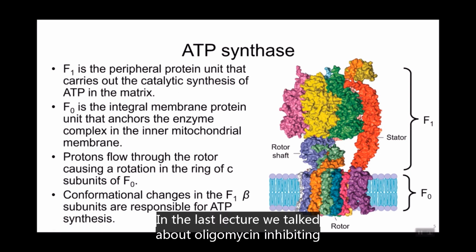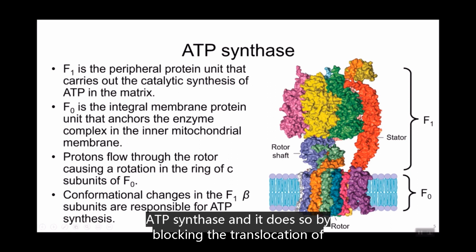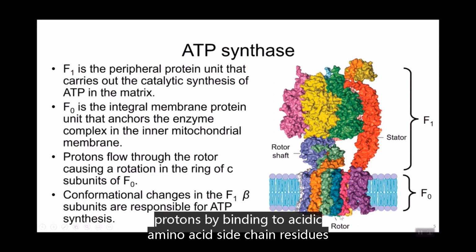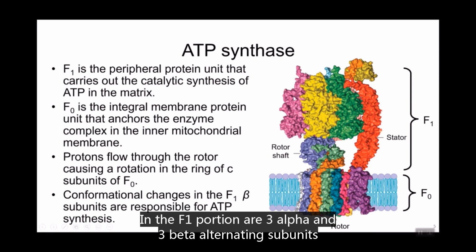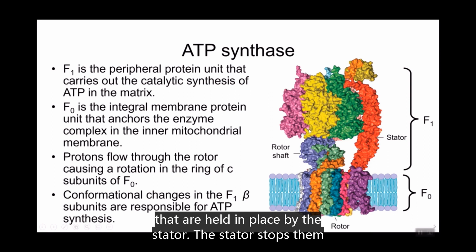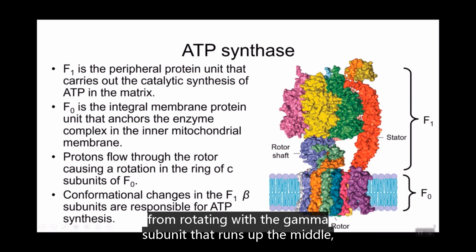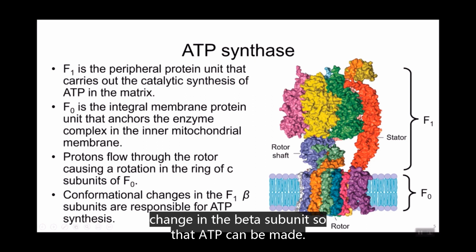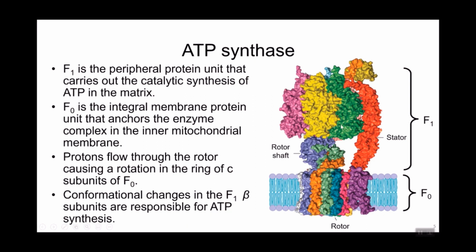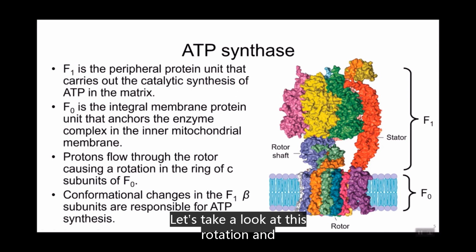In the last lecture, we talked about oligomycin inhibiting ATP synthase, and it does so by blocking the translocation of protons by binding to acidic amino acid side chain residues in the C subunits. In the F1 portion are 3 alpha and 3 beta alternating subunits that are held in place by the stator. The stator stops them from rotating with the gamma subunit that runs up the middle. So as the gamma subunit rotates, this causes a conformational change in the beta subunit so that ATP can be made. Let's take a look at this rotation and conformational change.